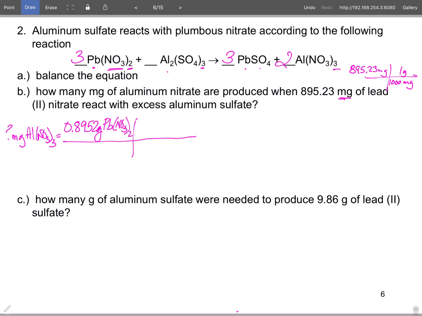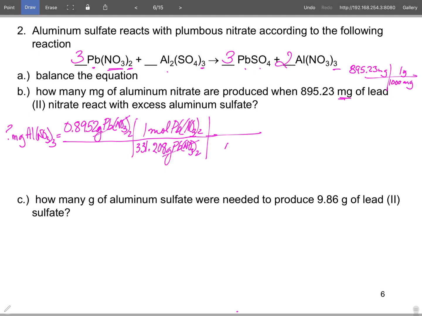And the first thing we need to do is convert it to moles. So there have to be 331.208 grams of lead 2 nitrate per 1 mole of lead 2 nitrate. We're going to cancel that first, so we're left with moles of lead nitrate. Where did I get the 331? Well, I took my periodic table. I have 1 lead, 2 nitrogens, and 6 oxygens. I added the mass together, and that gave me the formula weight here.